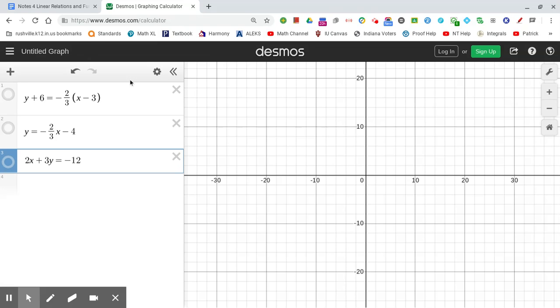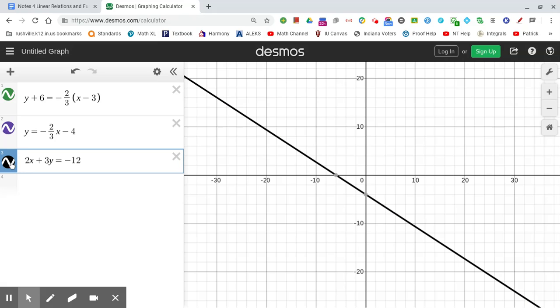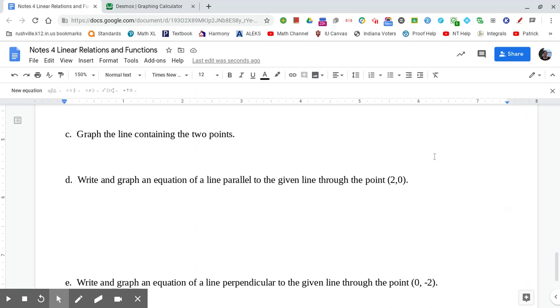Now I'm going to show you how to graph this using Desmos. All 3 forms. I'm just going to verify that it doesn't matter which form you put it in, we're going to get the same graph. So here was the point slope form. There's our graph. Here's the slope-intercept form. There's the same graph. And here's the standard form. And once again, it's the same. So this is what our graph looks like. If I focus in, the y-intercept is at -4, and that x-intercept was at -6.